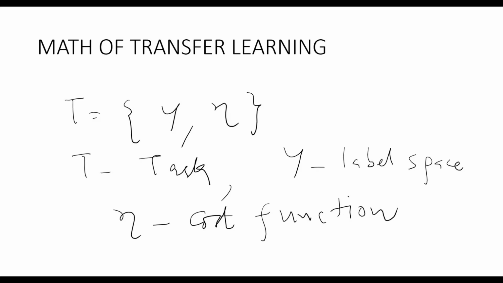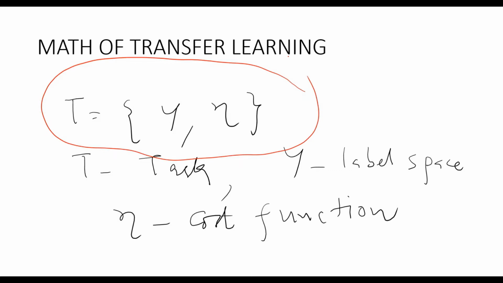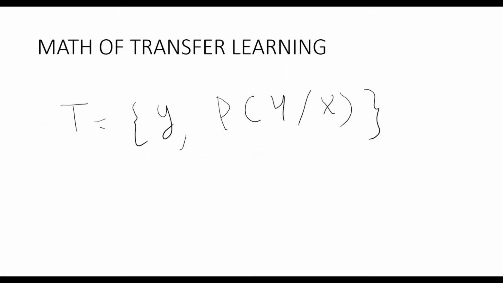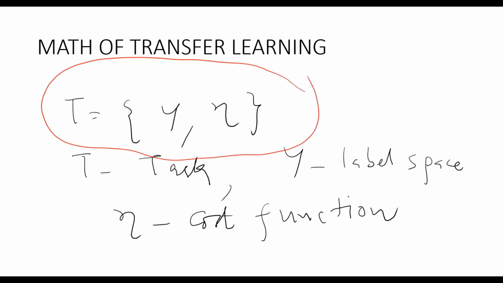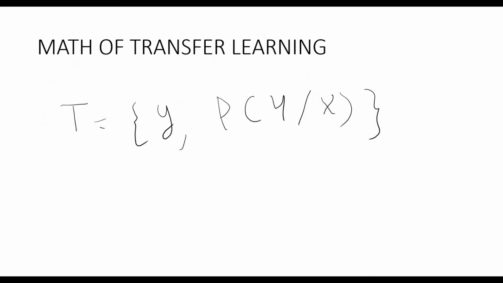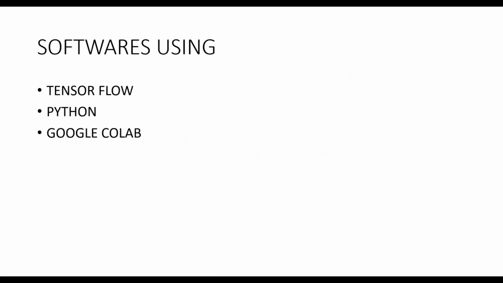Now this is the complete idea of transfer learning. T is the task, Y is the label space, and eta is the cost function. This tuple completely describes the math behind transfer learning. So this can be rewritten as: the cost function, or the objective function, or loss function, can be written as the conditional probability of y with respect to x. That is the concept. The software I'm using here are TensorFlow, Python, and Google Colab.